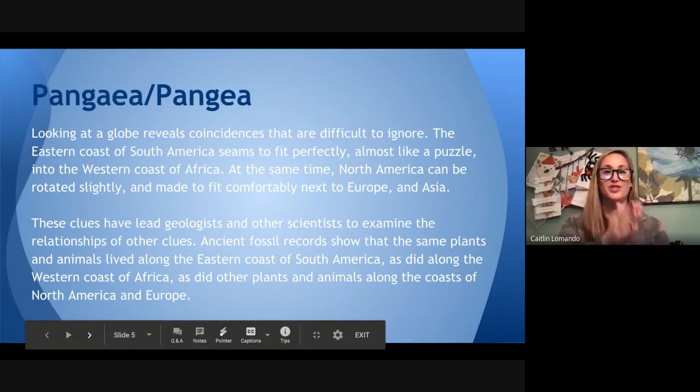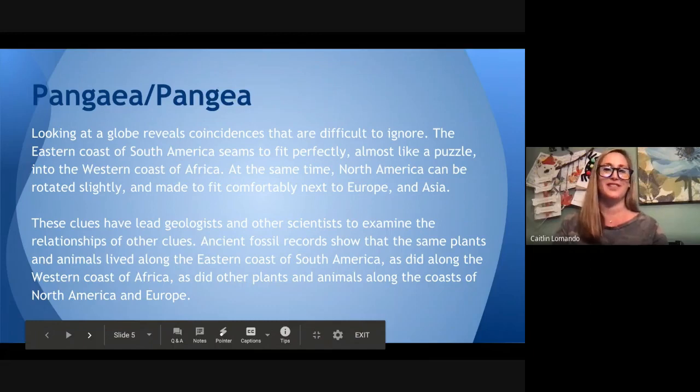You'll notice it's spelled two different ways. When we talk about Pangea, you often see it spelled either way, so I want you to know that both ways are okay. Looking at a globe reveals coincidences that are difficult to ignore. The eastern coast of South America seems to fit perfectly, almost like a puzzle, into the western coast of Africa. At the same time, North America can be rotated slightly and made to fit comfortably next to Europe and Asia.